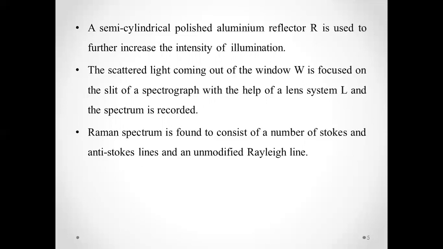The scattered light coming out of the window W is focused on the slit of a spectrograph with the help of a lens system L, and the spectrum is recorded. Raman spectrum is found to consist of a number of Stokes and anti-Stokes lines and an unmodified Rayleigh line.